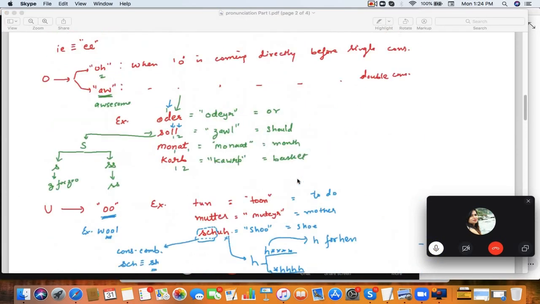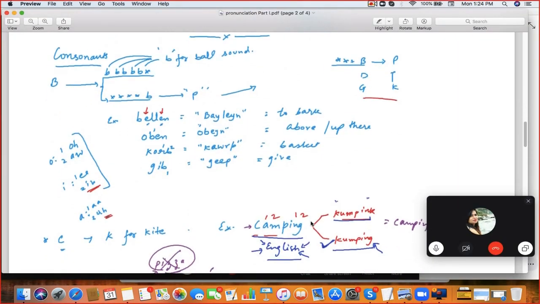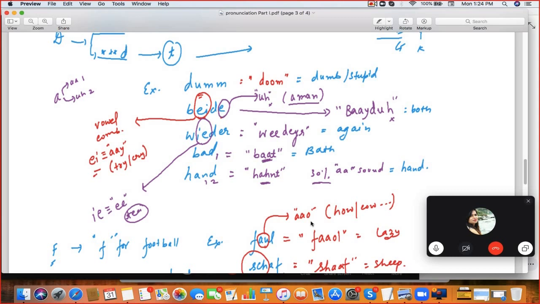Okay, done now. Start from B. Speak the examples from B. Balen. Oben. Kopf. Gib. Okay, then next. Camping. Camping, it's an English word. They have taken it from English, so you can speak it like camping, simple. Okay. Dom. Bida, Vidar, Bat and Hunt.